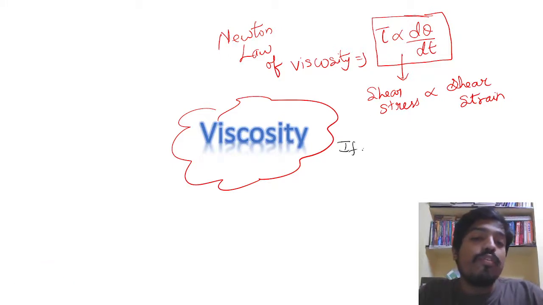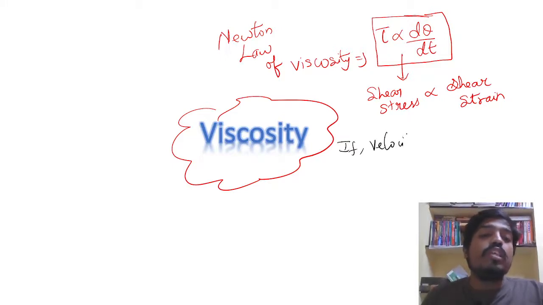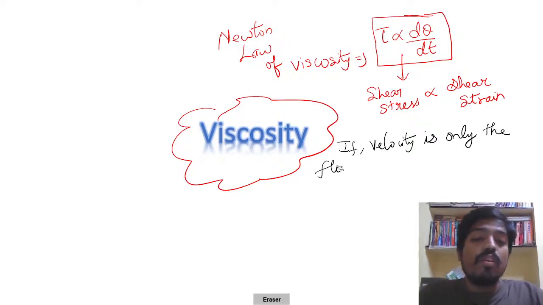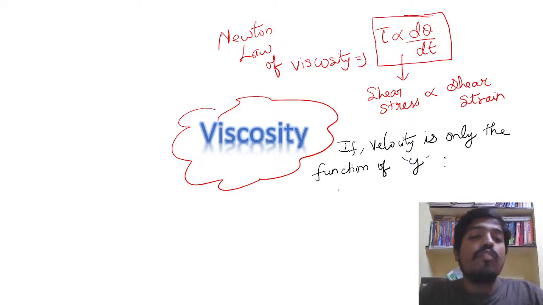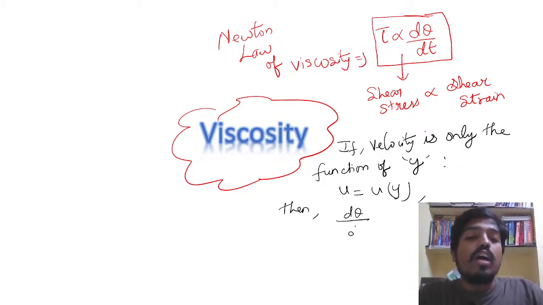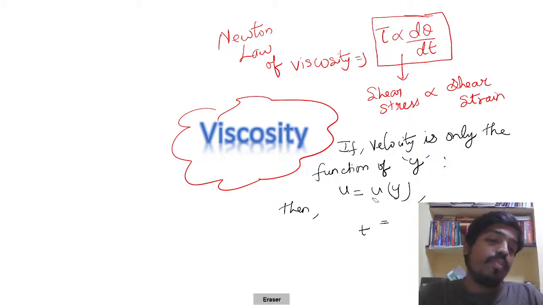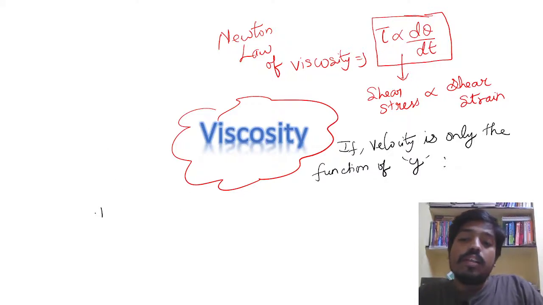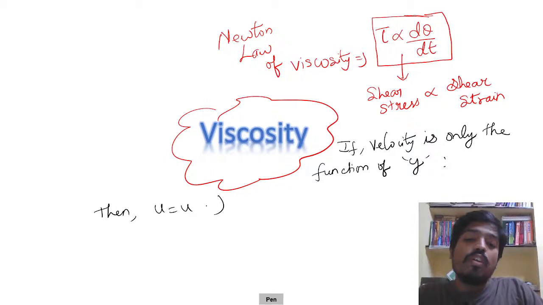Here we take one important condition. Suppose velocity is only a function of y, that is u is equal to a function of y only. Then d theta by dt equals du by dy.